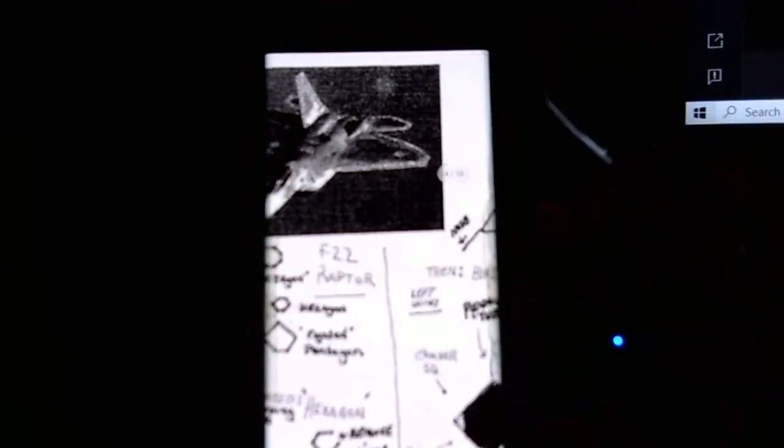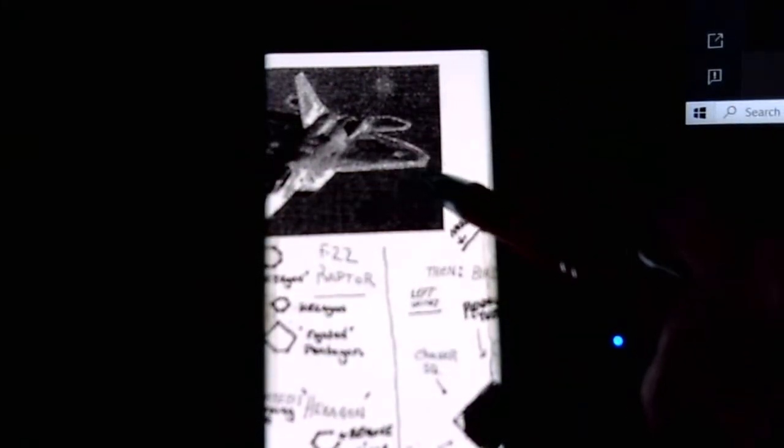F-22 Raptor. So they have this at a different angle, so it's difficult to see like the 1, 2, 3, and 4, and then to see that this is basically one, two lines out, and this is like a V, like a clip of the square.